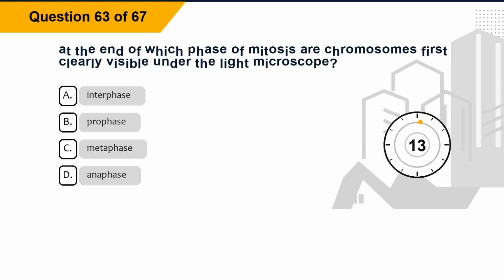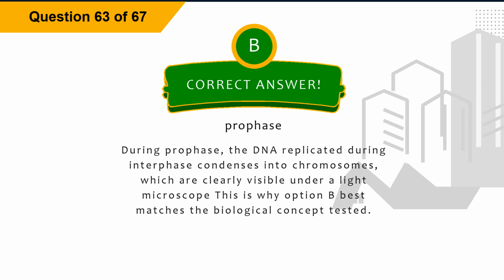Question 63. At the end of which phase of mitosis are chromosomes first clearly visible under the light microscope? Option A. Interphase. Option B. Prophase. Option C. Metaphase. Option D. Anaphase. The correct answer is option B. Prophase. Explanation. During prophase, the DNA replicated during interphase condenses into chromosomes, which are clearly visible under a light microscope. This is why option B best matches the biological concept tested.